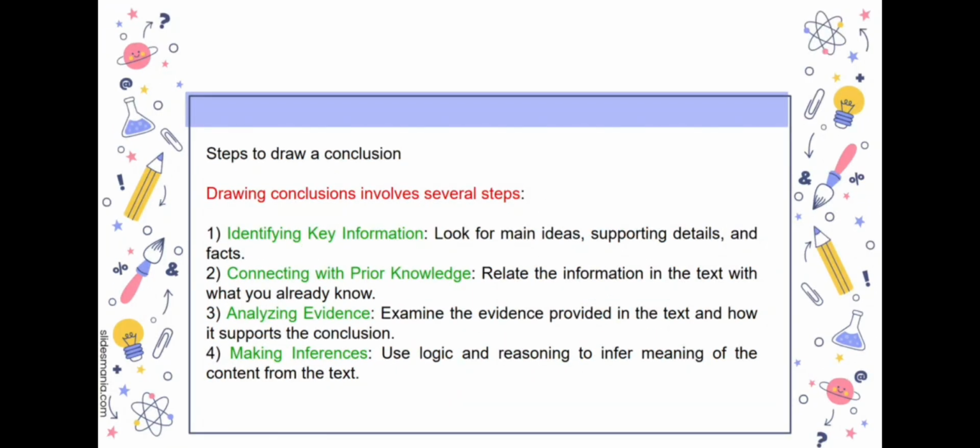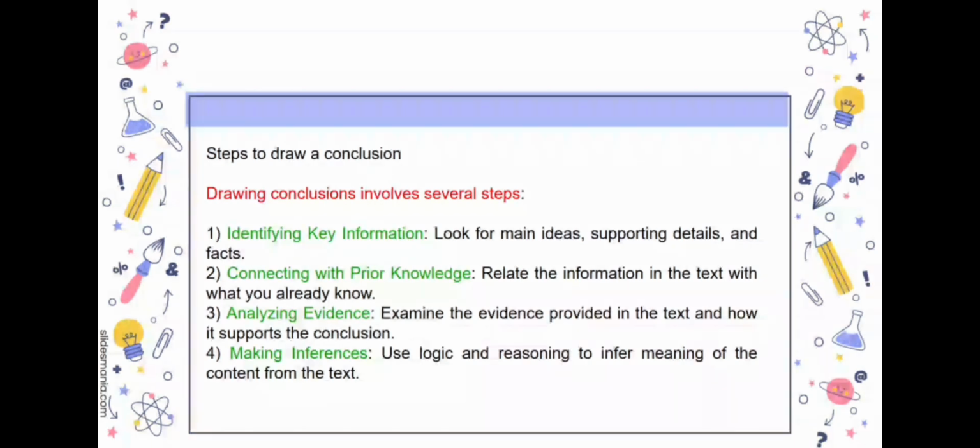The steps to draw a conclusion involve 4 main parts. First, we start by identifying key information, which means looking for the main ideas, the supporting details, and the facts provided within the text. Second, we connect with prior knowledge, which is where we relate what we read to what we already know or have experienced in the past.